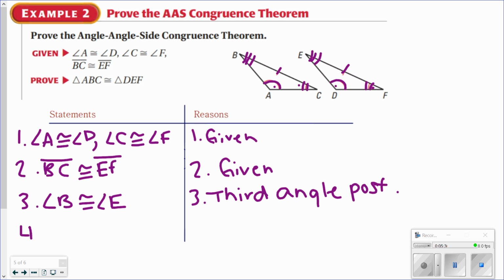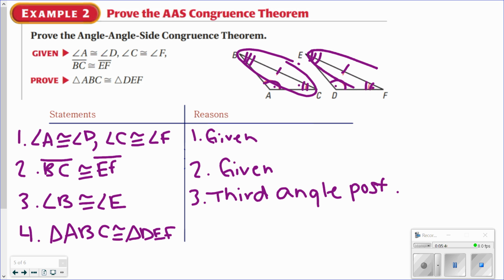So finally, we can say that triangle ABC is congruent to triangle DEF by which theorem? Well, we're going to focus right here and right here. What theorem is stated here? Angle, side, angle. And I'm done.